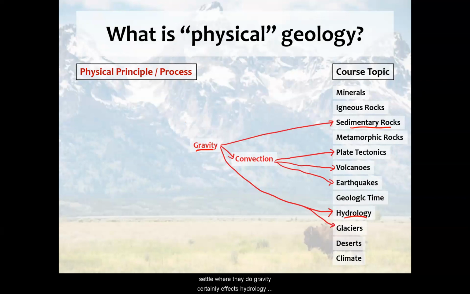Gravity certainly affects hydrology, things like the rain and why you can evaporate rain and then precipitate it somewhere else, and why precipitation falls downward. It affects glaciers and how those move across the landscape.